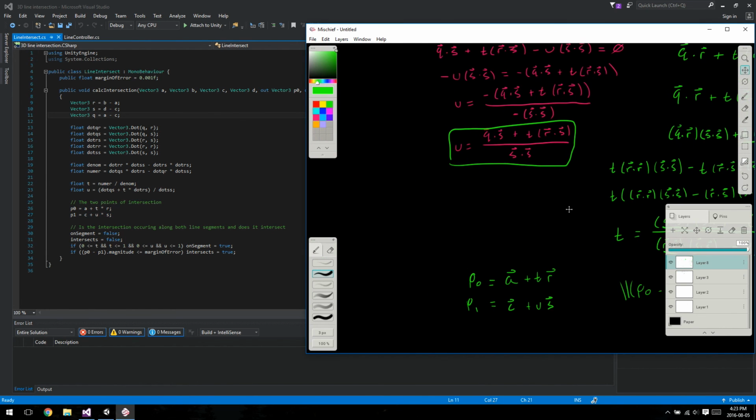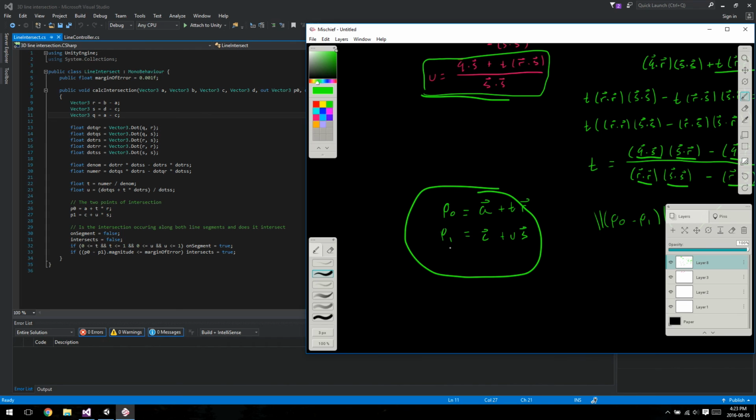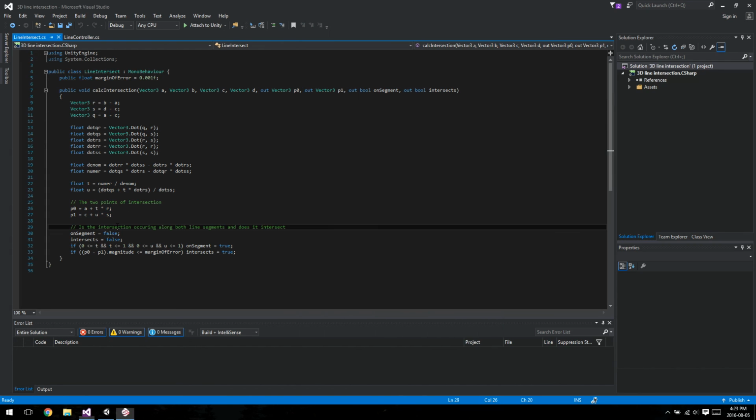We plug it into u to get u, right? So q dot s plus t times r dot s, divided by s dot s. That gets us u. And we plug it in down here for our P0 and our P1.